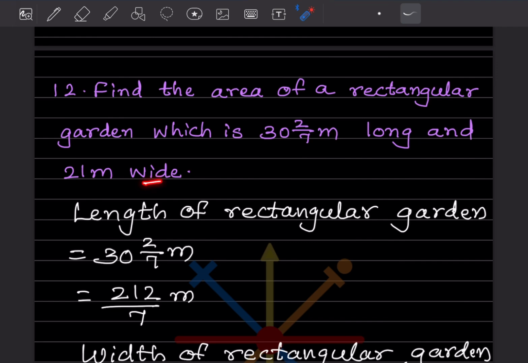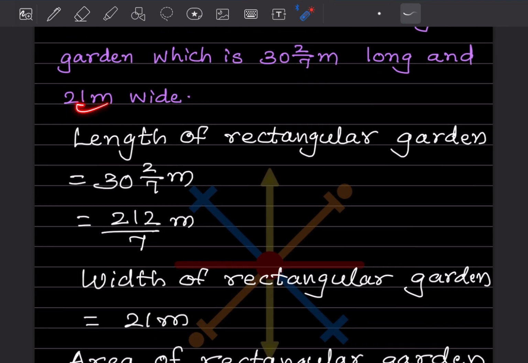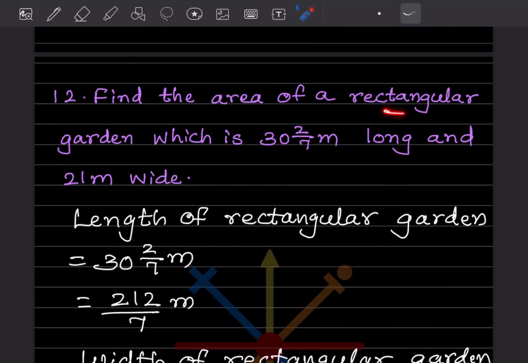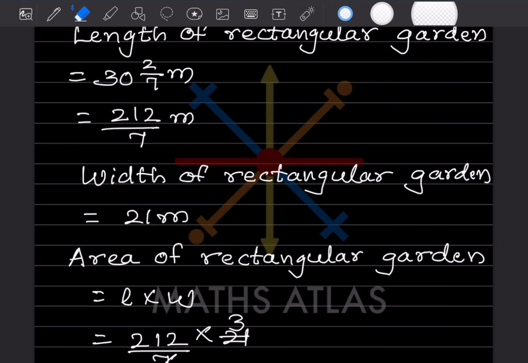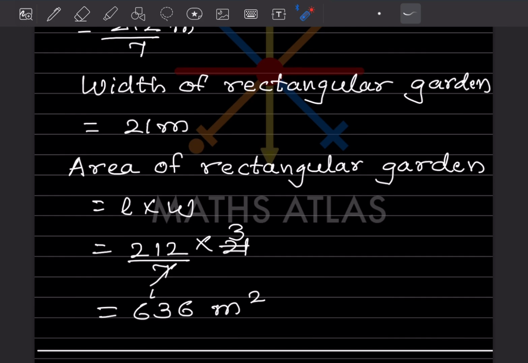And wide means the width is given as 21 meter. So this is a rectangular garden. You know the formula for the rectangular garden, that is length into width. Here you can also write breadth, but since the word wide is used, we can put width, both are the same. So the length is 212 by 7 into 21. 7 threes are 21, so when you multiply, that is going to be 636. Because this is area, the unit is going to be meter square, or you can also write square meter. Both are the same.